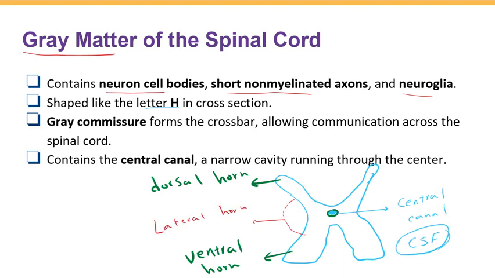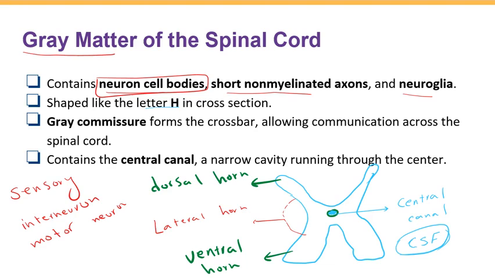Based on the definition of the gray matter, in the dorsal horn, lateral horn, and ventral horn, we should have the neuron cell body. If you remember, we divided the neurons based on their function into the sensory neuron, interneuron, and motor neuron.